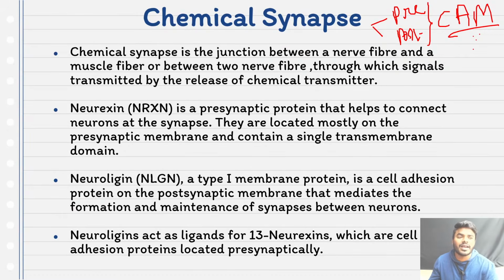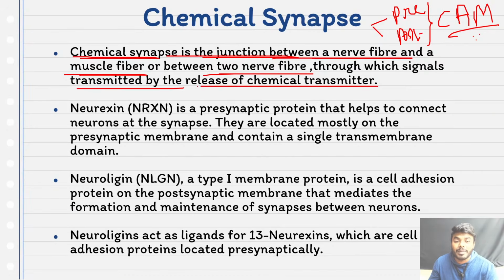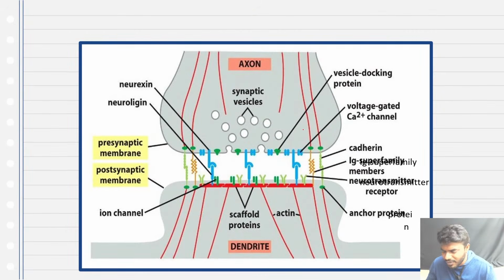Kindly do not get confused with this particular point. Listen to me carefully. A chemical synapse is the junction between a nerve fiber and a muscle fiber, or between two nerve fibers, through which signals can be transmitted by the release of a chemical transmitter. Okay, listen to me very carefully. What happened? Why are the people going back? Okay, no problem. No worries.